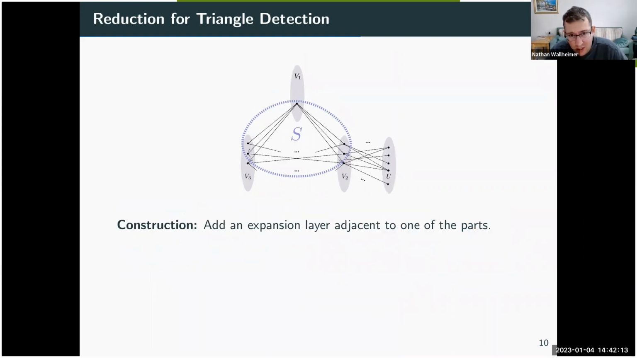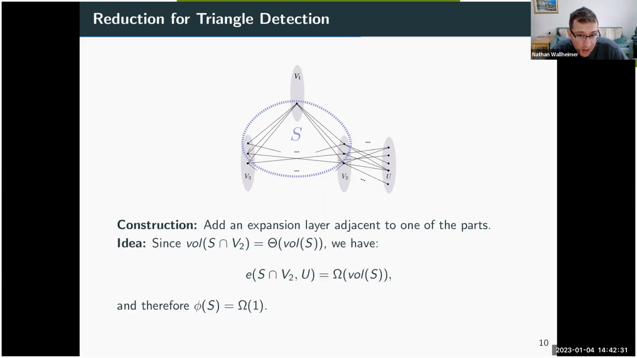So the construction is to pick an arbitrary part, let's say V2, and add an expansion layer U that is adjacent only to V2. We can see that it doesn't add any new triangles. We only added a bipartite graph. And also the expansion of this graph is good. Because again, if the cut is expanding in G, we are done. And if it's sparse in G, it must contain a lot of volume in V2. And then it expands between V2 and U.